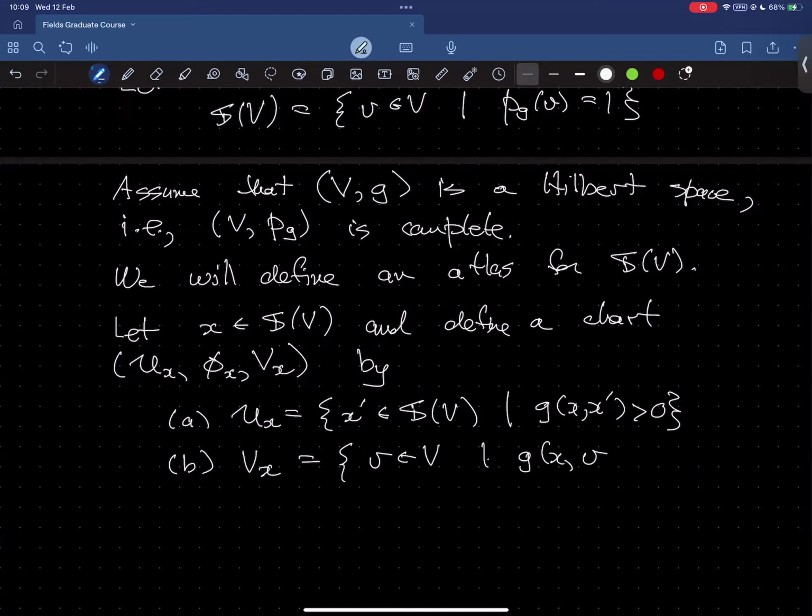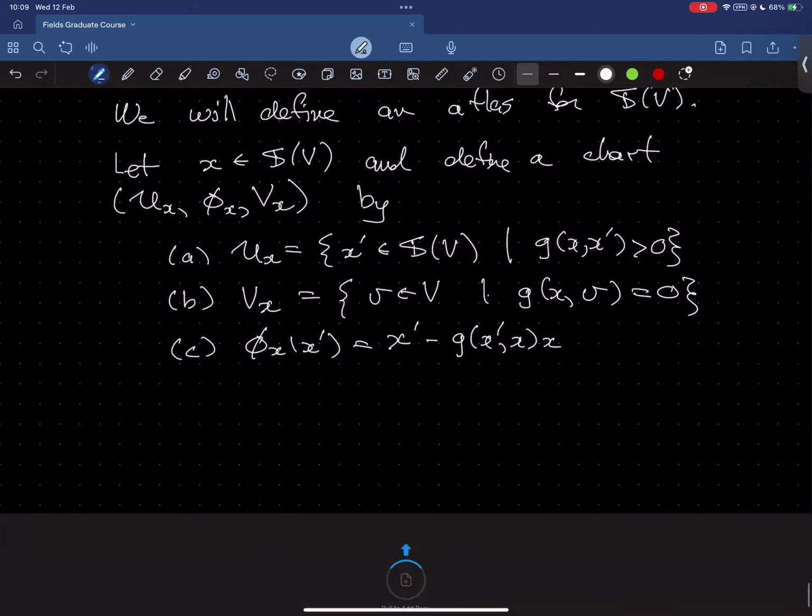And it's going to be the set of points V where the inner product of V with X is equal to 0. Okay, so these are all the vectors orthogonal to X. Okay, and then phi X. And I'll write down the formula and then I'll tell you what that is. It's going to be X prime minus G of X prime X, X, like that.